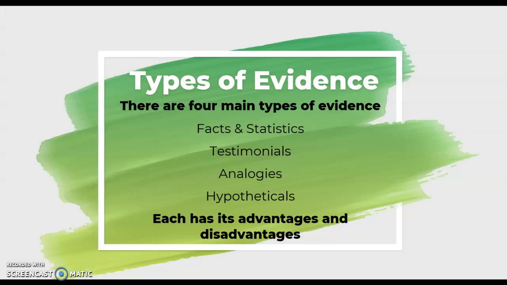One of the things that we are going to cover in this chapter is the different types of evidence that an author might use to support his or her arguments. There are 4 main types of evidence that we'll be discussing: facts and statistics, testimonials, analogies, and hypotheticals. We'll also be learning about the strengths and weaknesses of each different type of evidence and what we should be looking out for in our analysis.